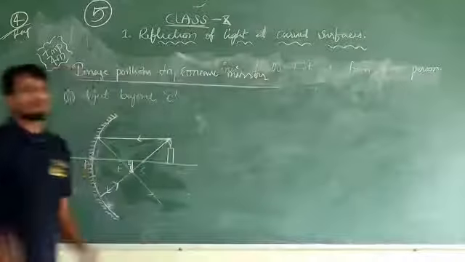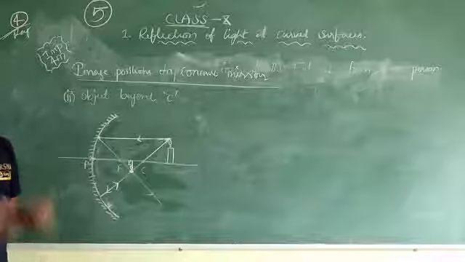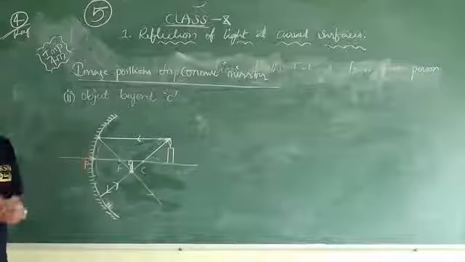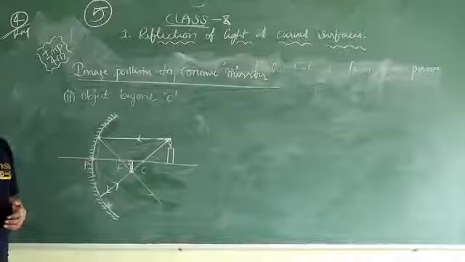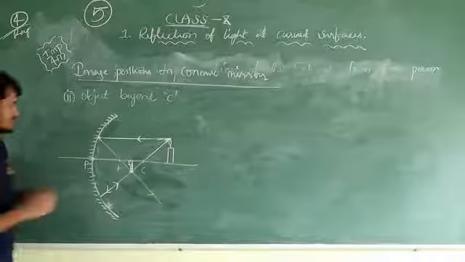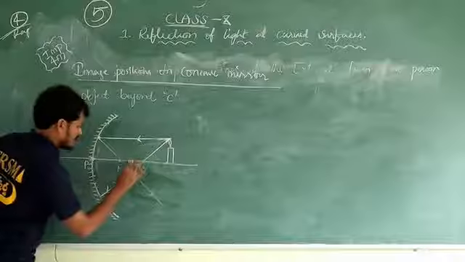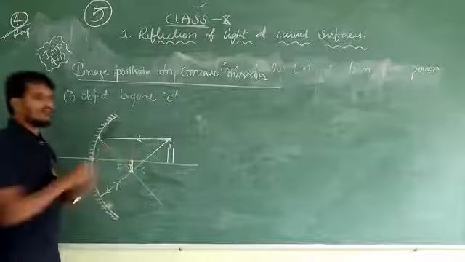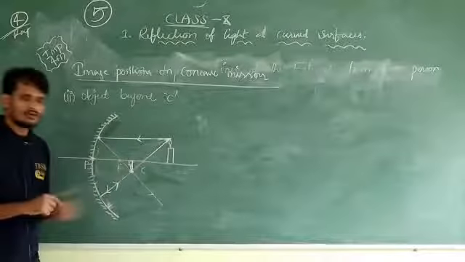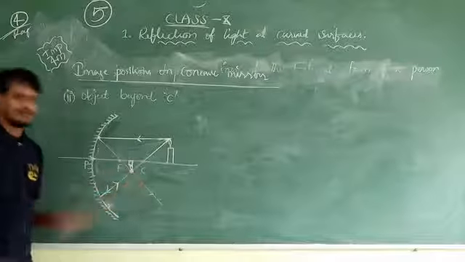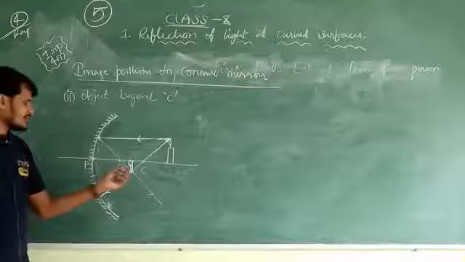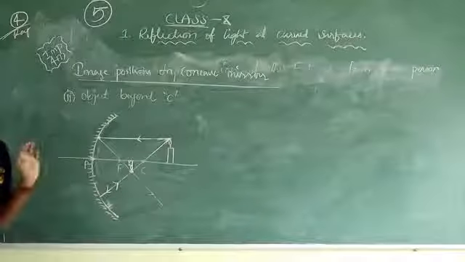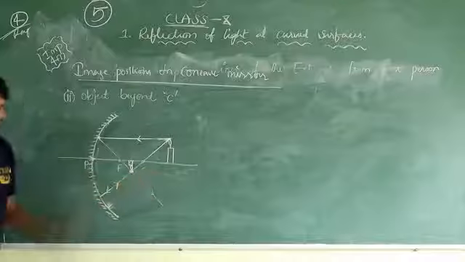Now tell me, what is the object position here? The object is placed beyond C. If I am placing the object beyond C, what is the position of the image? The image position is between F and C. If you place a screen between F and C, the screen can show the image formed.